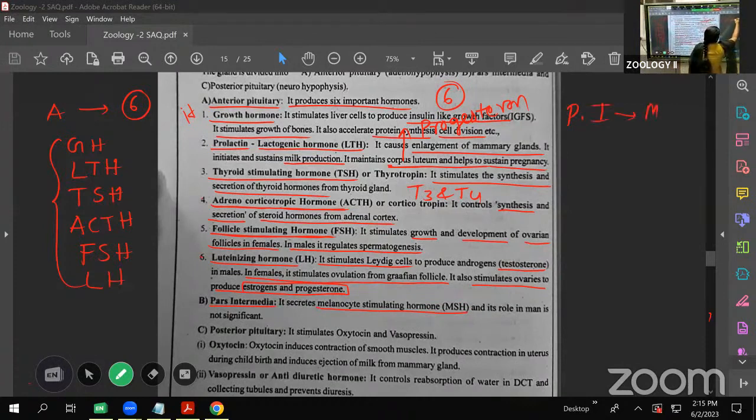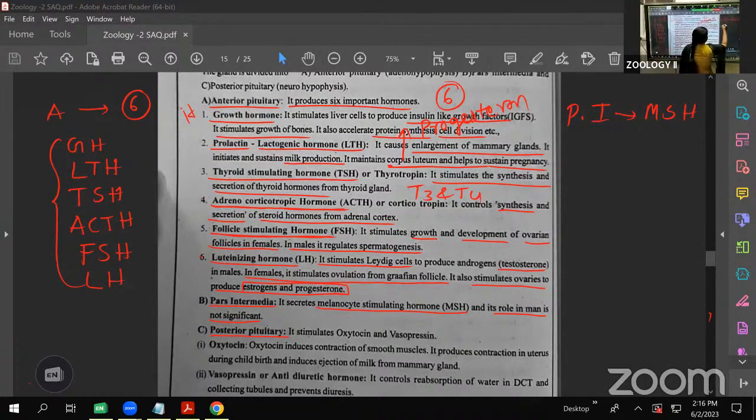a melanocyte stimulating hormone. Its role in man is not significant; it is majorly involved with the melanocytes, meaning the pigment cells. The pigment cells are produced by this one only, but it has no significant role inside the human body. Clear? Next is the last lobe, called the posterior pituitary, also called the neurohypophysis. Clear?